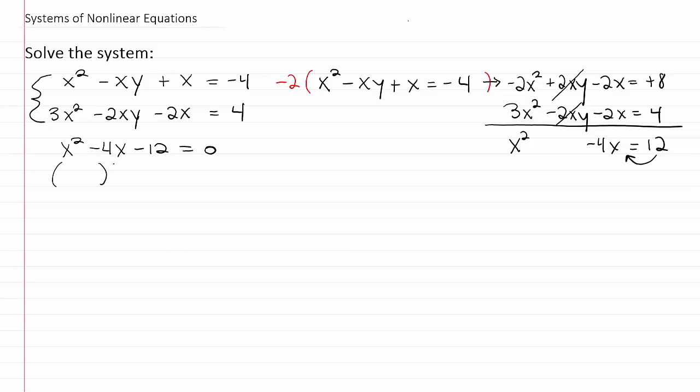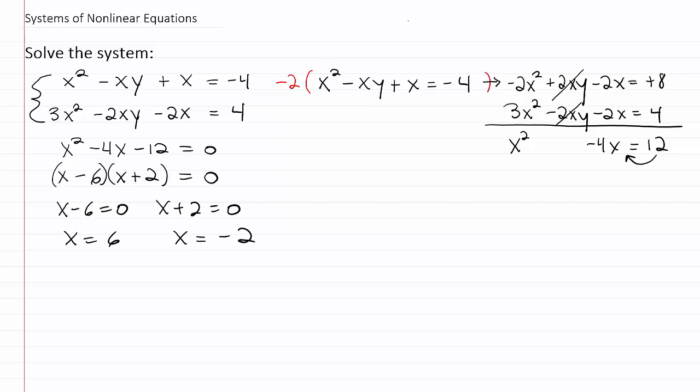So let's try to factor this if possible, right? Are there factors of 12 that subtract to give you 4? I think so. I think 6 and 2 will do that for us. And we want to make sure that the middle term is negative, so I'll make it minus and plus. That'll ensure we have a negative 12 and a negative 4x in the middle. So then x minus 6 should be equal to 0, and x plus 2 should be equal to 0. So x will be equal to 6, or x is equal to negative 2. So we have two x values.